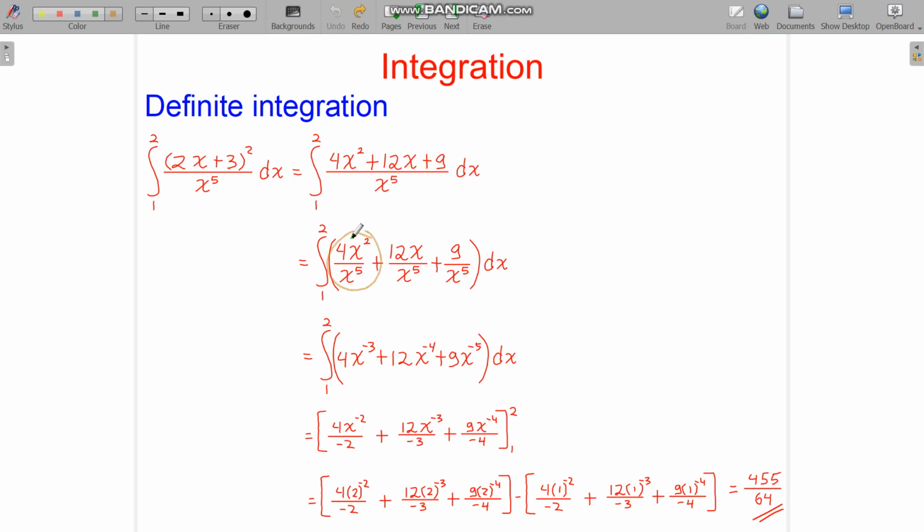So here we can simplify. We get 4x to the power of minus 3, 12x to the power of minus 4, and 9x to the power of minus 5. So we can integrate now: 4x to the power of minus 2 over minus 2, 12x to the power of minus 3 over minus 3, 9x to the power of minus 4 over minus 4, and then we replace the x with 2, we replace the x with 1, and then subtract. Use a calculator.